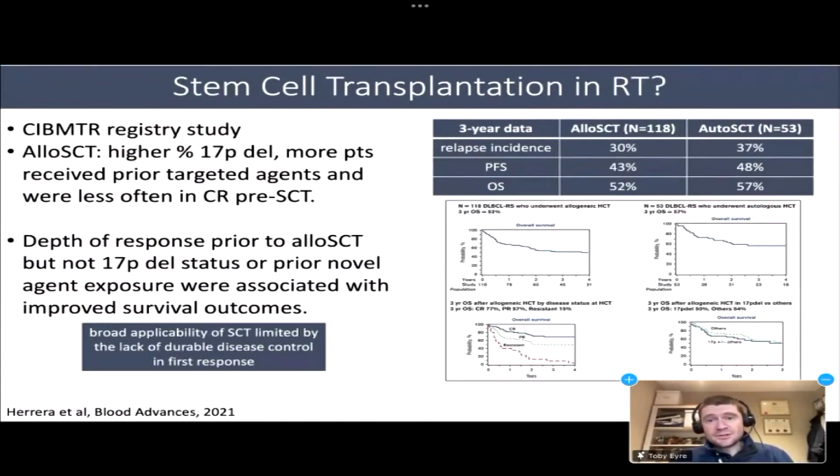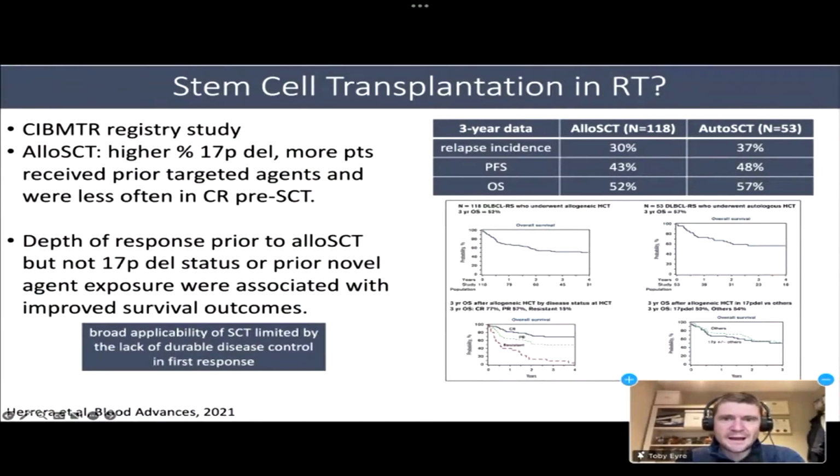And one of the key things here is, if you do get patients into a remission, should you offer a stem cell transplant to patients? This is probably the best data that exists. This is data from the US, from the CIBMTR registry, looking at patients with autologous transplant and allogeneic transplant. And of course, as you might expect, you get more relapses with auto than you do with allo, but the non-relapse mortality is higher with allogeneic stem cell transplant. So actually, the 3-year progression-free survival and overall survival are pretty similar.